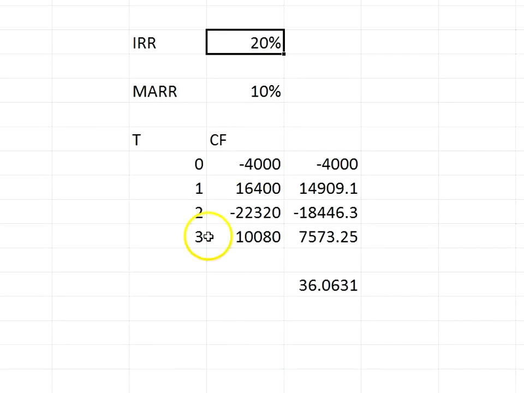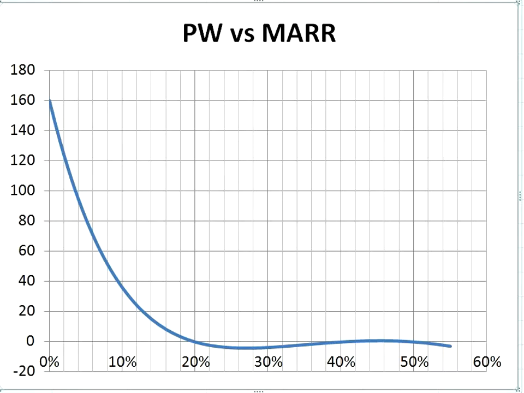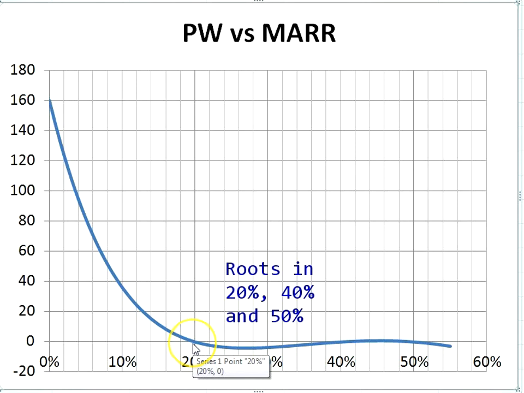So actually, when we compute the present worth given different values for the discount rate, we might get something better to understand. So here is a graph of the present worth of the project discounted at different rates for that series that we just saw. As you can see, correctly, Excel is giving us the internal rate of return to be 20%, but also there is a root at 40%, and then there is yet another one at 50%.